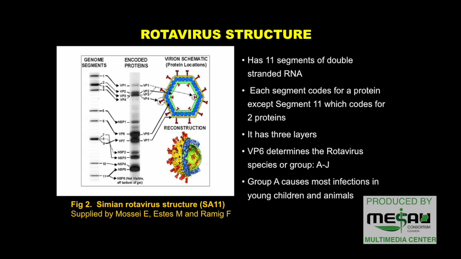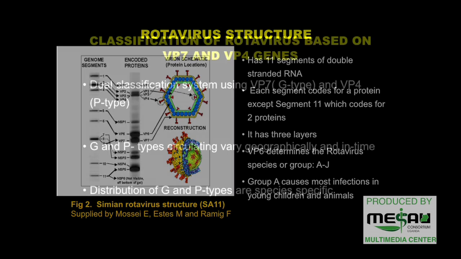What you need to notice is the middle layer, which is the VP6, which is used in the classification of rotaviruses. And so far they have described groups A to J, and the most common cause of infections is group A, and that is what we have studied in this study. Also to note is the outer layer, where these spikes are VP4, and this is VP7. These are used in the classification of rotaviruses.